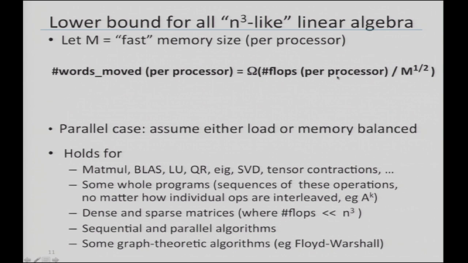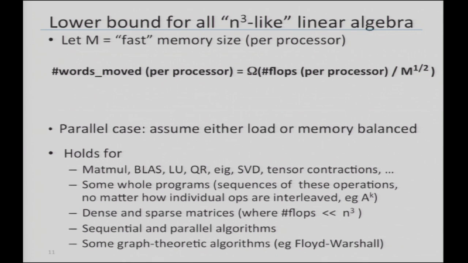It works for sequential and parallel algorithms, as I said, and there's no reason you have to do multiplies and adds in the inner loop. You could do graph theory stuff. So all pairs shortest path, Floyd-Warshall, that smells like three-nested loops, and it applies just as well. So that's the lower bound on bandwidth.